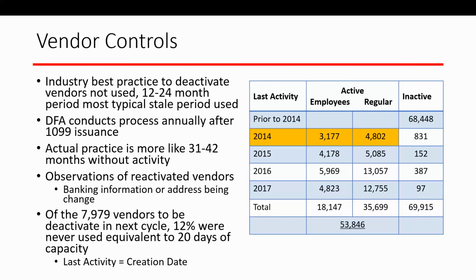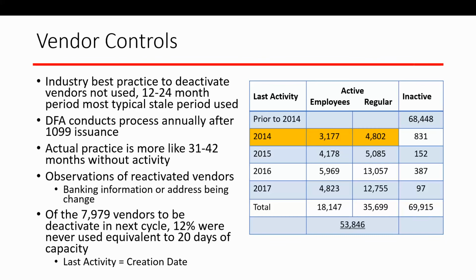Now, DFA conducts its annual inactivation process after we issue the 1099s. 1099 is an IRS requirement that we issue to vendors who receive payments from the state. In practice, we typically use a 31 to 42-month inactivation period. So when we go about doing our 2014 inactivation, typically at mid-year, the time frame is somewhere between 31 months last active or as much as 42 months.